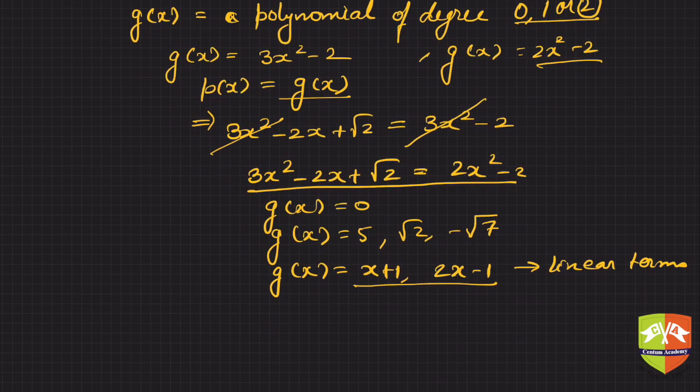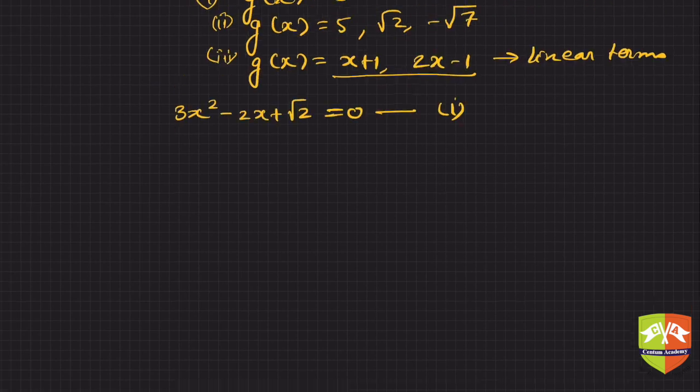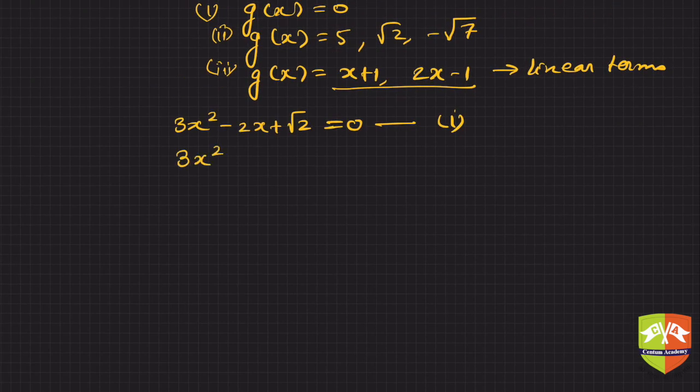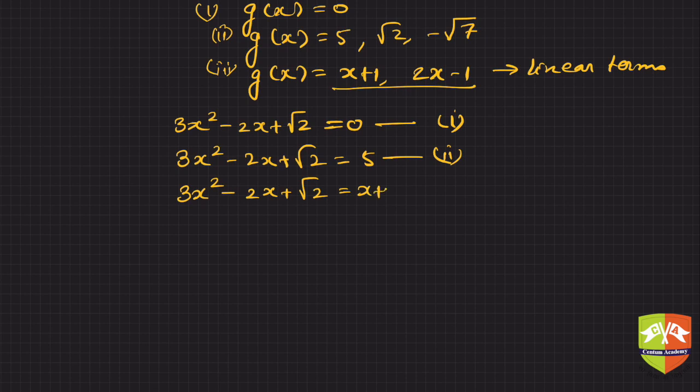What do I mean? So let us try these 1, 2 and 3. In the first case you will get 3x² − 2x + √2, which was p(x), which we have chosen, equals 0. This is the first quadratic equation. Then 3x² − 2x + √2 = 5 is another quadratic equation, right? And similarly, 3x² − 2x + √2 = x + 1 is another quadratic equation.